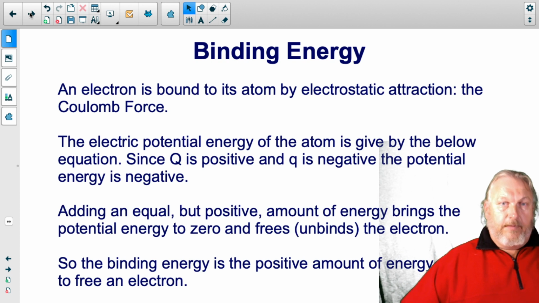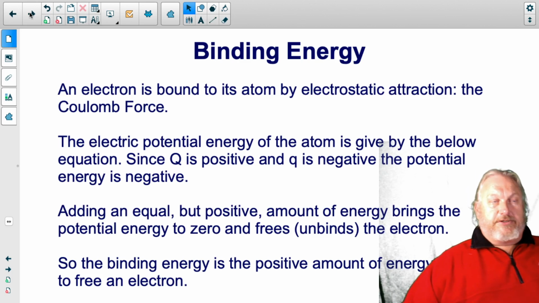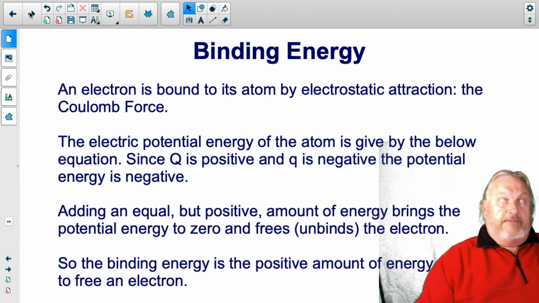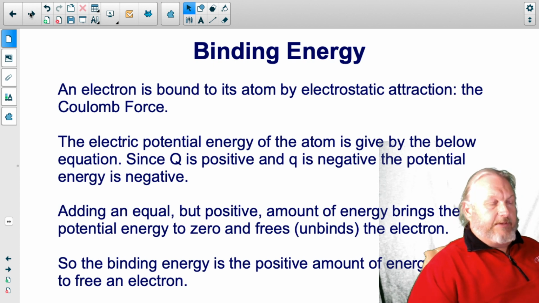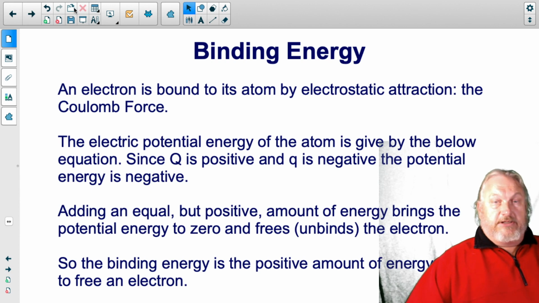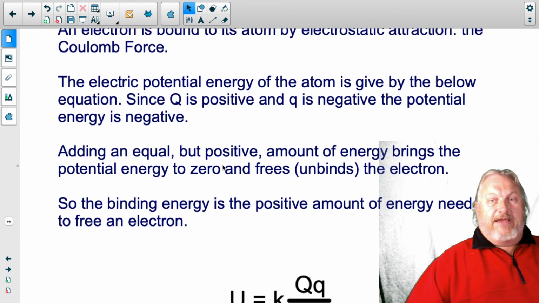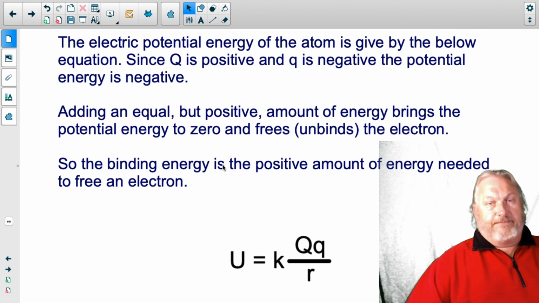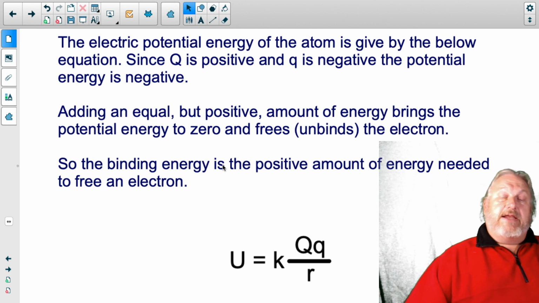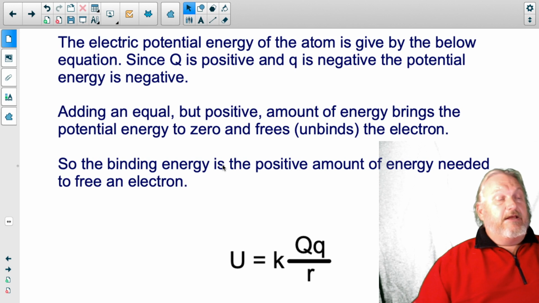So the electron is bound to its atom by electrostatic attraction, the Coulombic force. Force equals Coulomb's constant times Q1 Q2 divided by r squared, where r is the distance. The distance is a better term to use. The electric potential energy of the atom is given by the below equation. Since capital Q is positive and little q is negative, the potential energy is negative. Adding an equal but positive amount of energy brings the potential energy to zero and frees, or unbinds, the electron. So the binding energy is the positive amount of energy needed to free that electron.